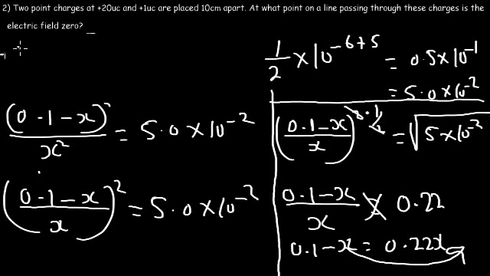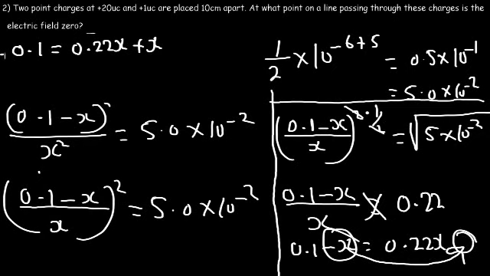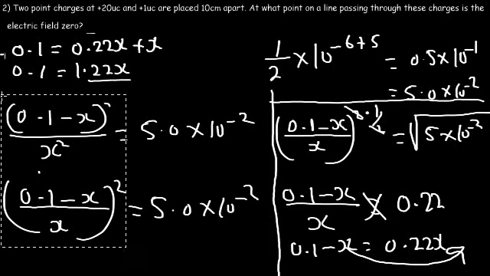So right now I have 0.1 equal to 0.22x plus x. Since it is negative initially, when it arrives here, it will be positive. So I'm going to factorize the x out. I can even add that up: 0.22 plus 1 is 1.22, so 1.22x. Finally, I can divide both sides by 1.22.